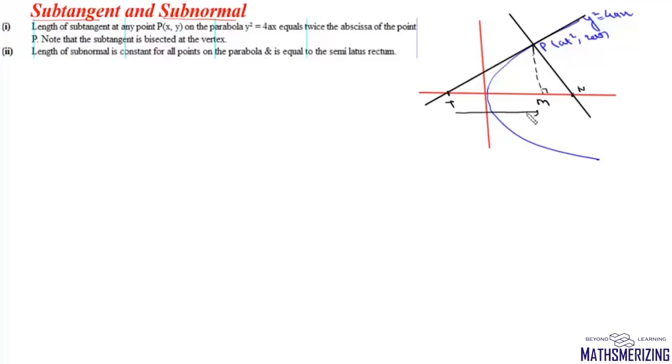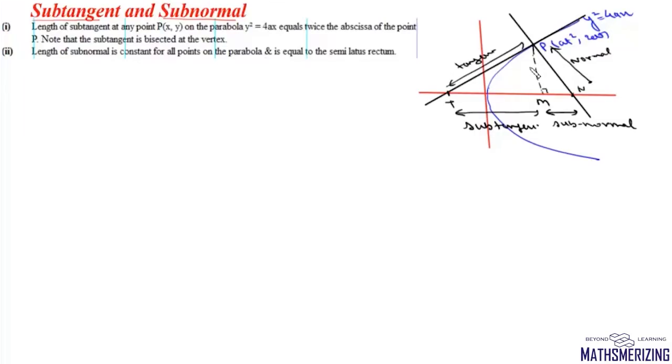this length TM is called the subtangent, and this length MN is called the subnormal. Now this PT is also called the length of tangent, and this PN is the length of normal. Basically, we study subtangent and subnormal in application of derivatives, but we'll discuss it here also in brief.